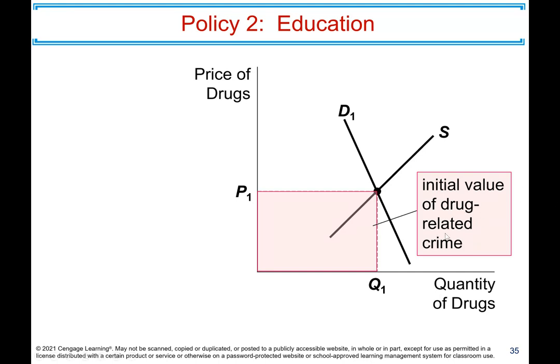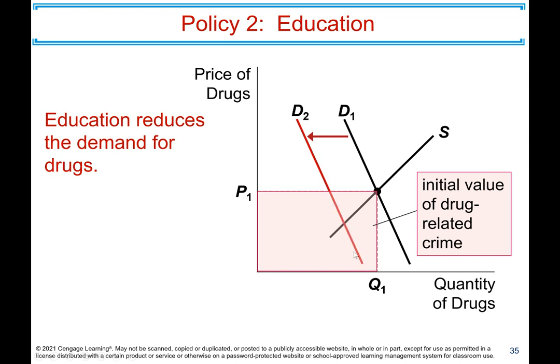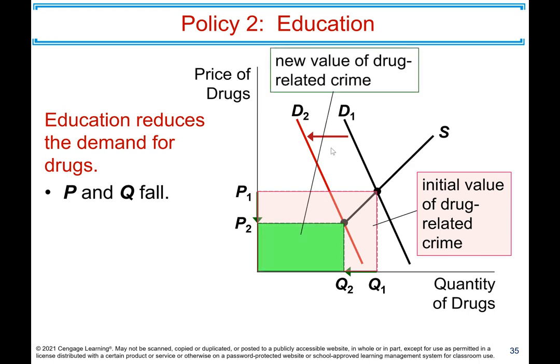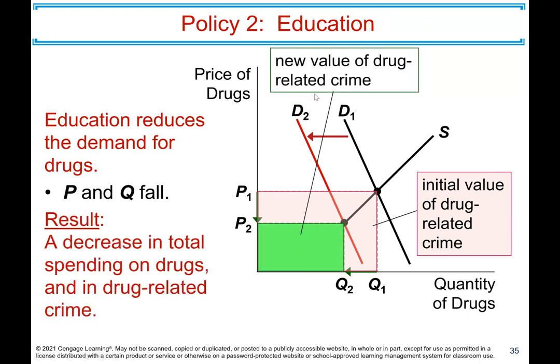Initial value of drug-related crime. Education reduces demand for drugs, shifts the demand to the left. Price and quantity falls. New value of drug-related crime. The result, a decrease in total spending on drugs and in drug-related crimes.